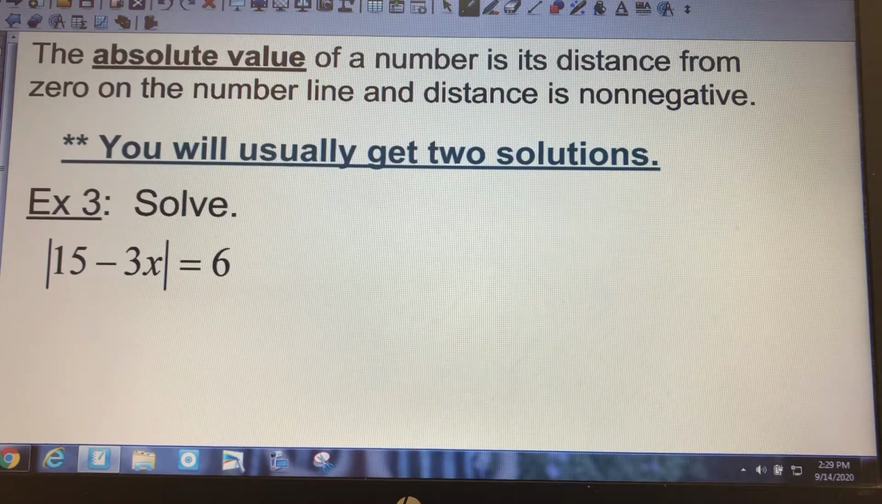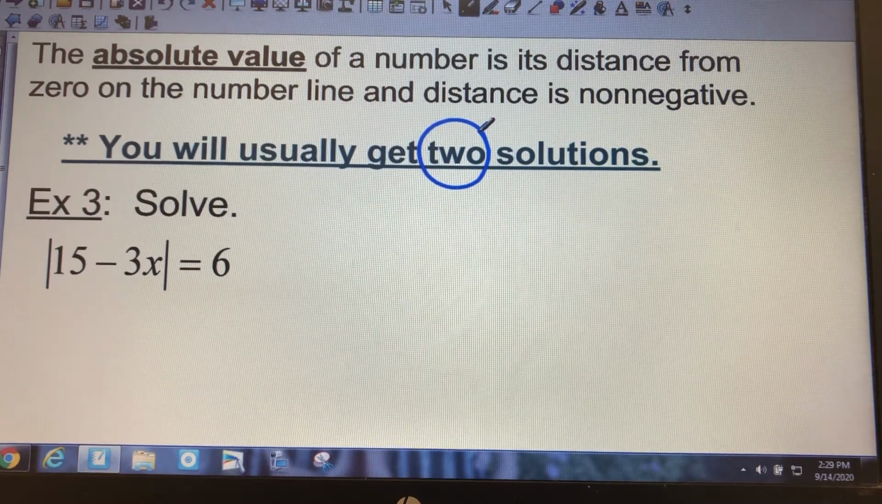So now we're gonna solve some absolute value equations. Now the key here is we will generally get two solutions. Now here's why. If I were to ask you, give me a value that's 5 units away from 0, you could give me +5, you could give me -5. Okay, so absolute value is the distance from 0.